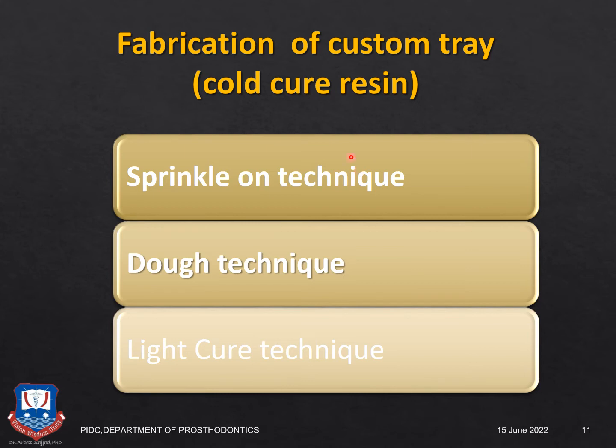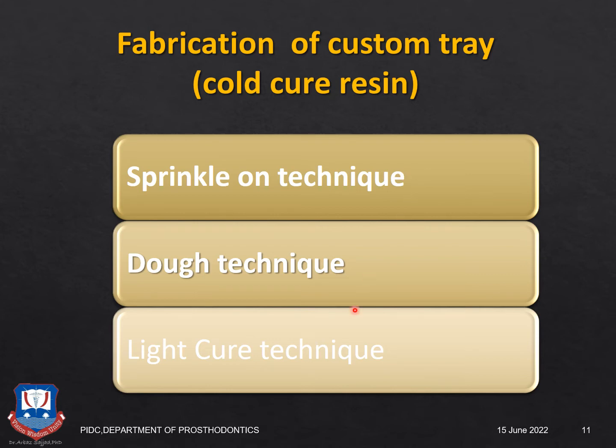We can use a sprinkle on technique, that is the salt and pepper technique, in which we sprinkle the self cure resin powder and pour tiny drops of monomer over it. This is the most accurate and precise method of making a custom tray because it has intimate adaptation.